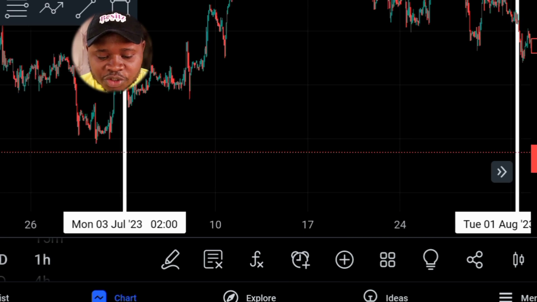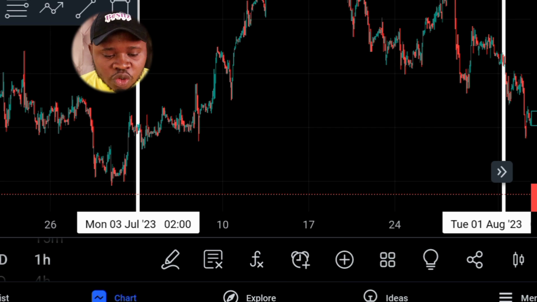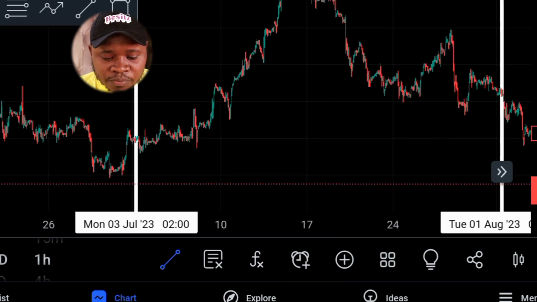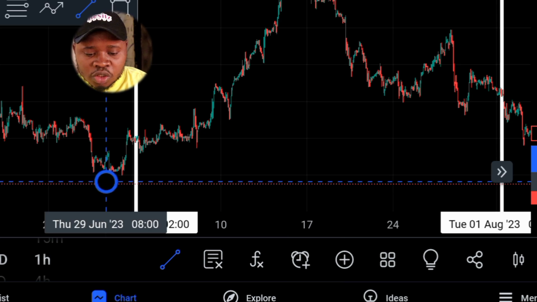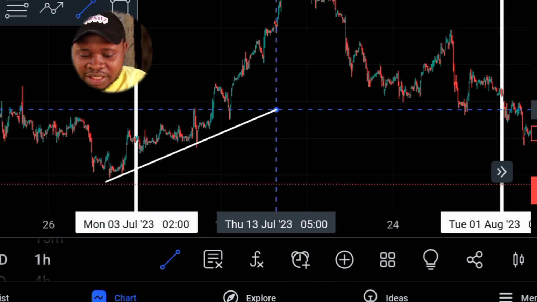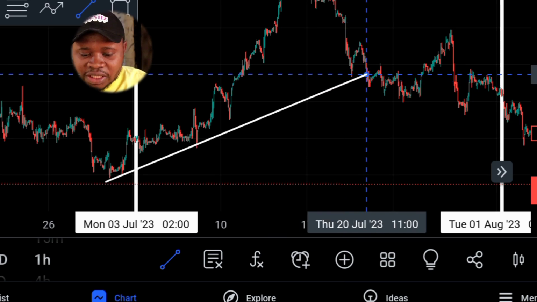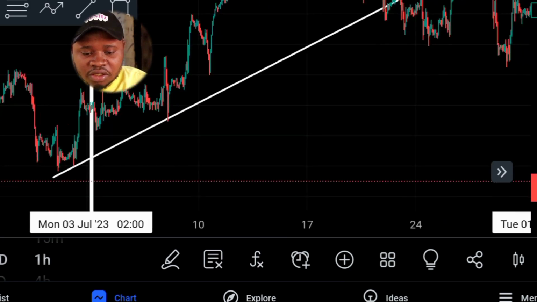From Monday, 3rd July, you see that the market was making an uptrend, right? So you quickly go and get your Trendline tool because the rule says you use Trendline in a trending market, either uptrend or downtrend. Don't use it in a ranging market. So let's go. So I'll plot here. This is the first touch, the second touch, getting to the 3rd touch of that trend line, you see. Now, once you came to the 3rd touch of the trend line, what do you do? You start buying.